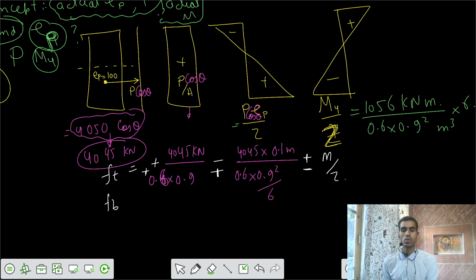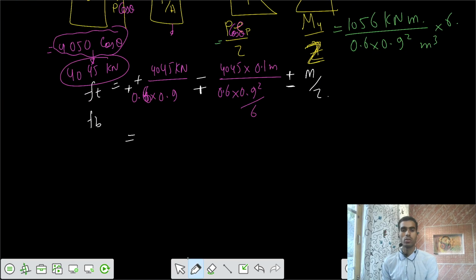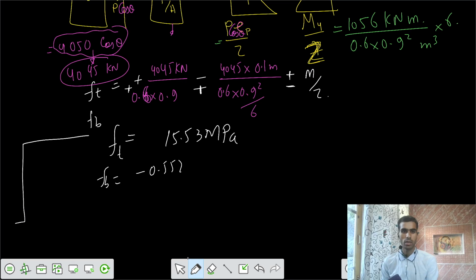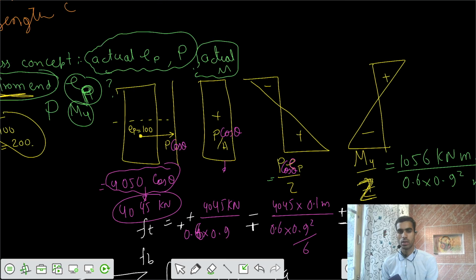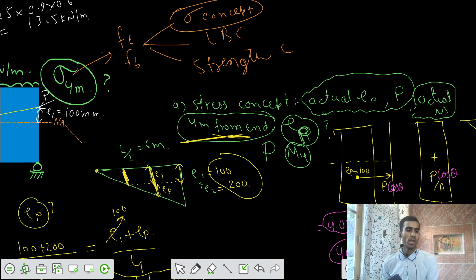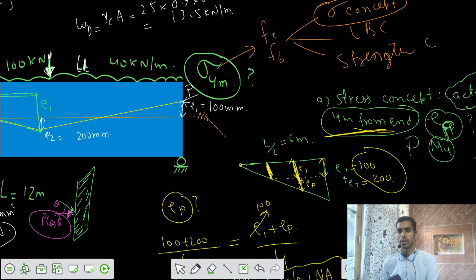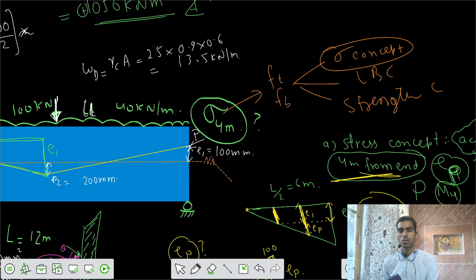Based on those, we get F top equal to 15.53 megapascal and F bottom equal to minus 0.552. So the variation would be somewhat in this way. This is our stress variation, based on the stress concept, at 4 meters from the end. Now the second method is the load balancing concept.